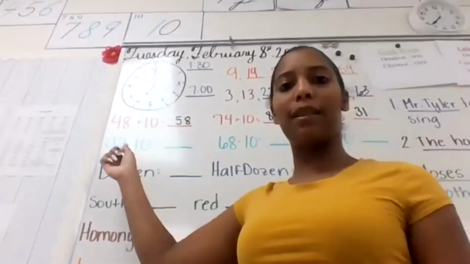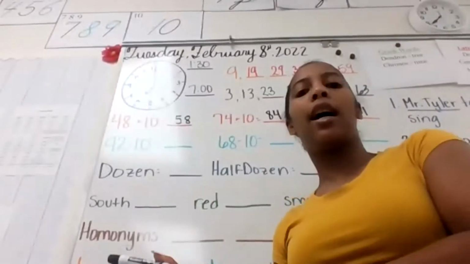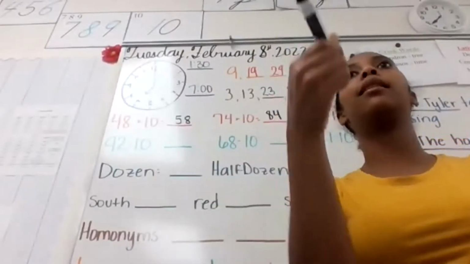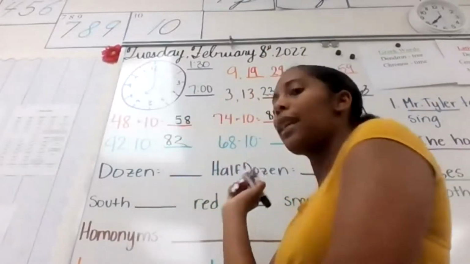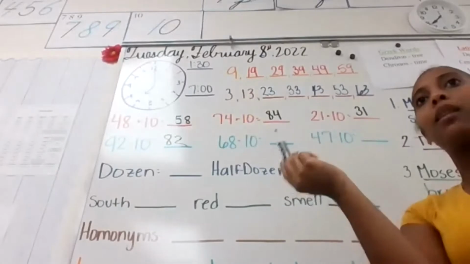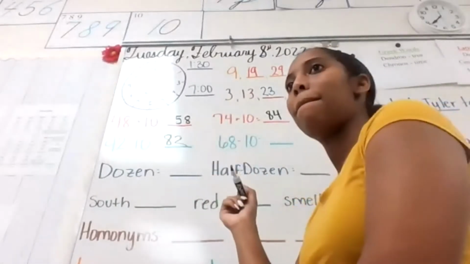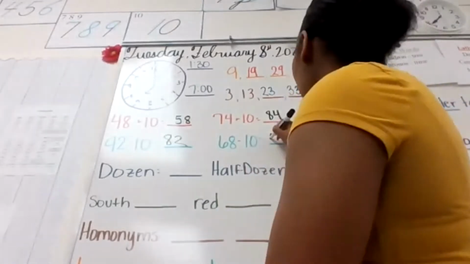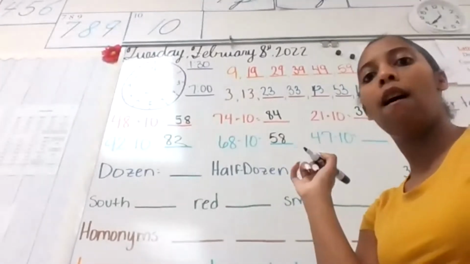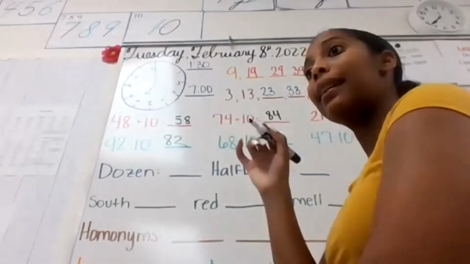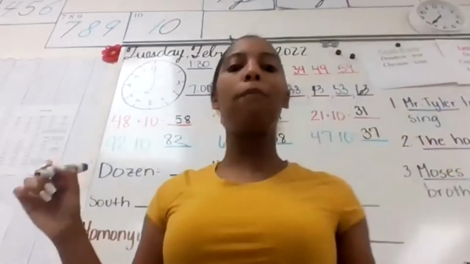Now we're going to go back, subtracting. 92 minus 10. 82, going back 10. 68 minus 10, losing 10. 58. And 47 minus 10, we're losing 10. 37. Awesome. 10 more, 10 less.